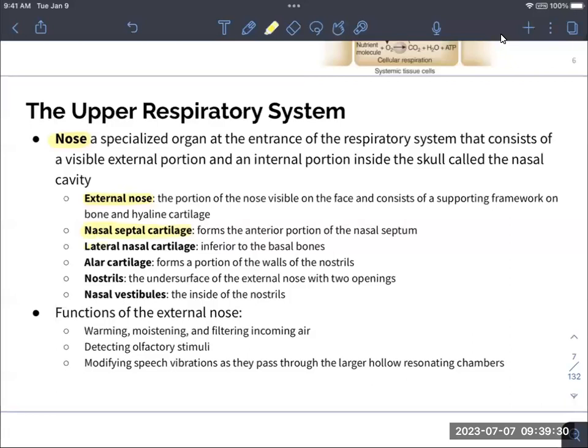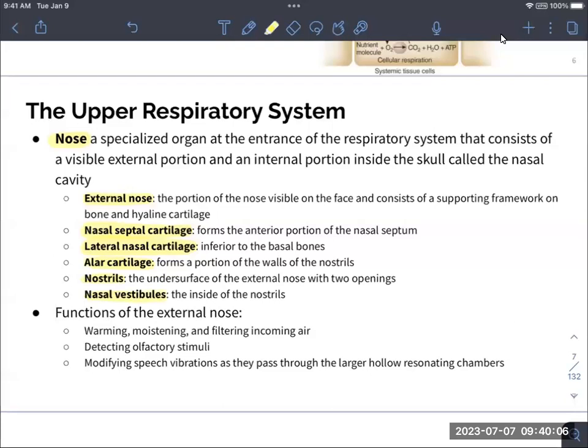We have lateral nasal cartilage. This is below that nasal bone, that whole area that kind of flares out to the side on each of your noses. It starts to flare out because the alar cartilage is the part that actually forms each nostril. And then those nostrils are just those openings. Right inside of these nostrils, we have nasal vestibules.